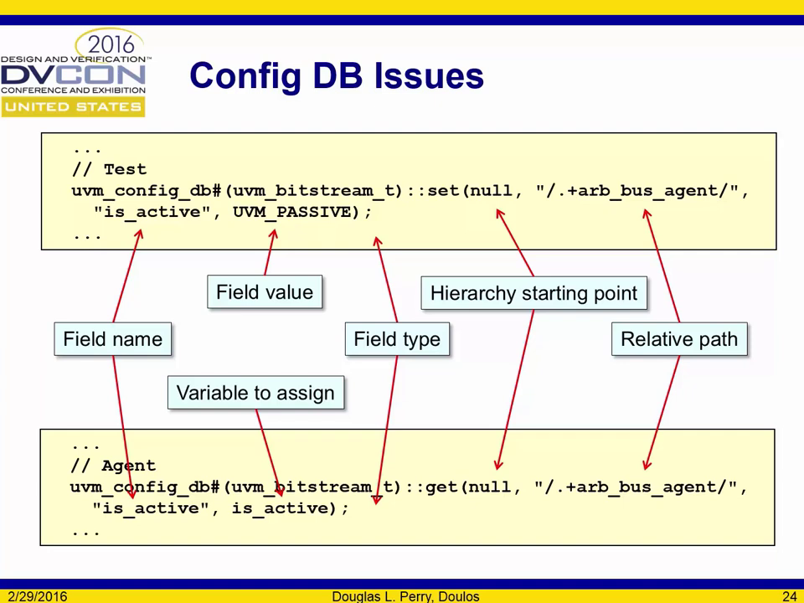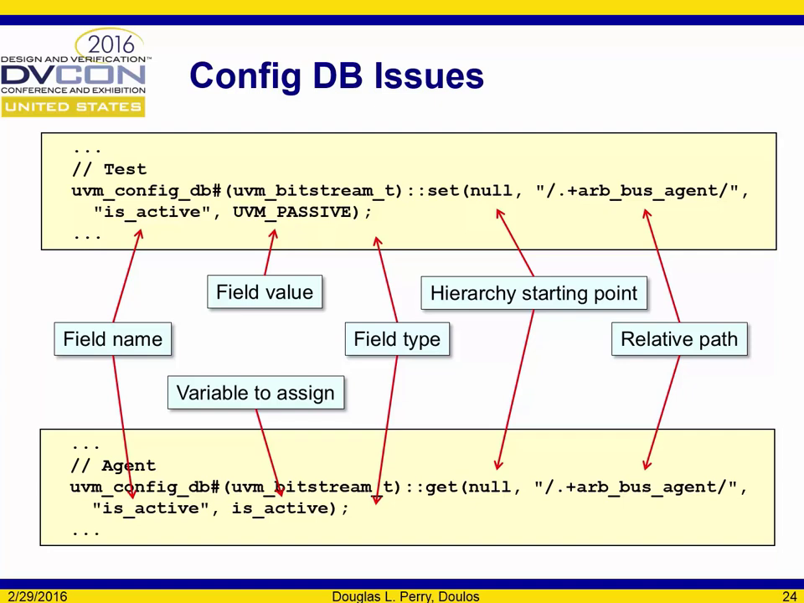Secondly, where's the hierarchy starting? In a lot of cases, I've seen that the set is done from, let's say, null, from the very top. And then the next part, the relative path, is going to target a specific component within the verification environment. And then I've seen where the get down here, effectively, they just call this, and then nothing for the relative path. But the point is that these two have to match up, right? The path that you set this value to and the path where you get the value from have to be the same, or they have to match up.